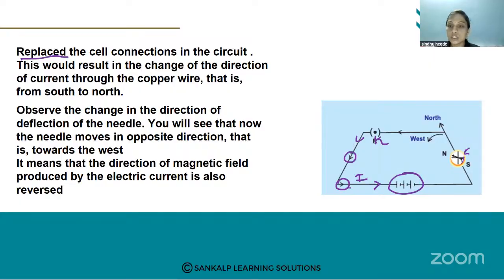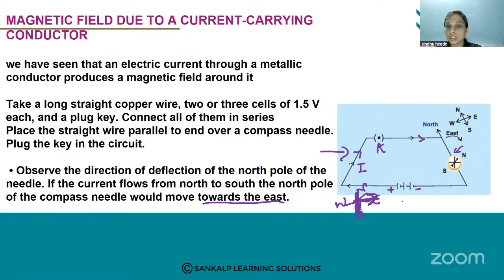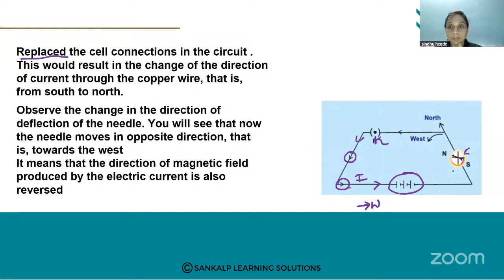Again it shows some deflection, but this time it shows a different direction, that is west. See, the first time it shows deflection towards the east direction, but this time it shows west. Which means, when the connection changes, when the direction of current changes, the direction of the magnetic effect is also changed.